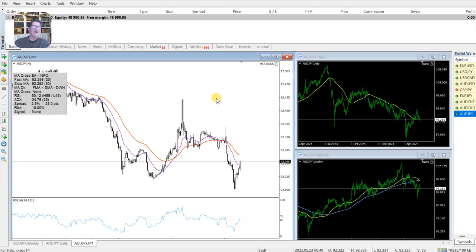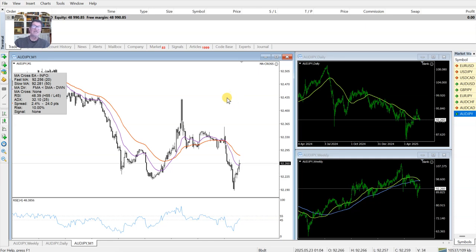Again, you don't have to have these indicators, but it's nice because it adds visually, and you have a little bit clearer picture of what's really going on, other than just relying on the info panel here.